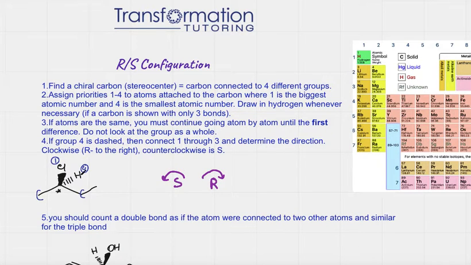So again, we looked at the 4 atoms attached to the carbon here. And chlorine is the biggest, so it got number 1. Hydrogen is the smallest, and it got number 4. Now, the carbon on the left is attached to 3 hydrogens.